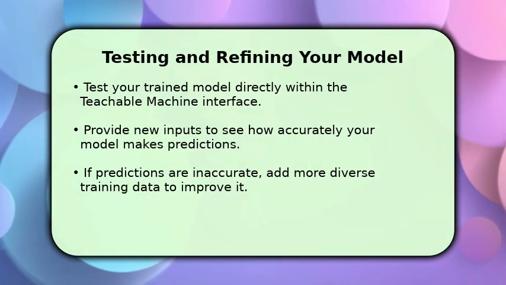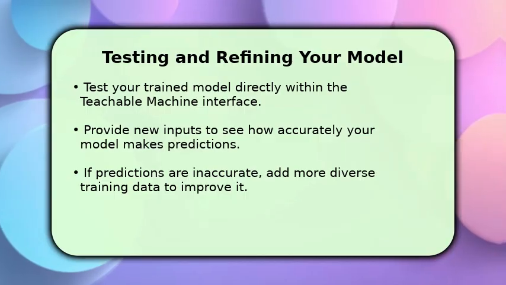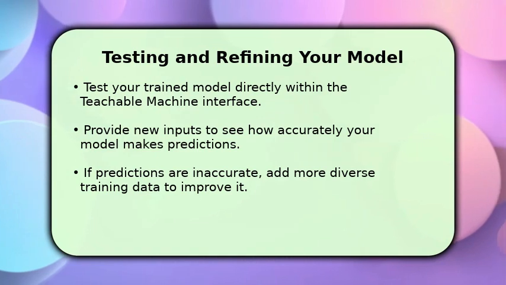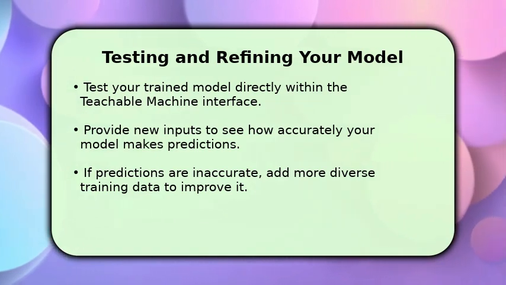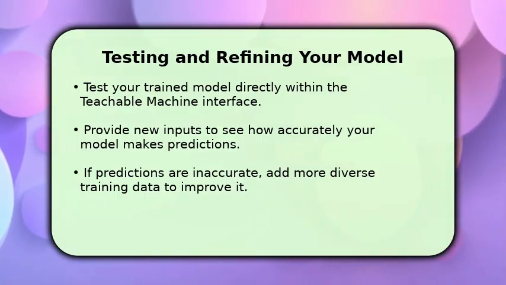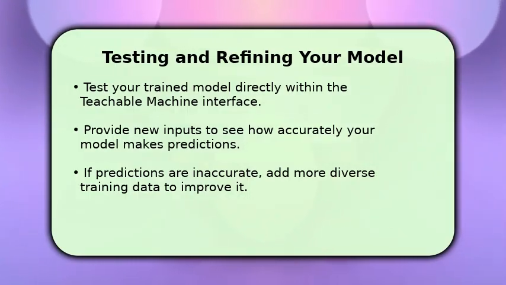After training, it's crucial to test your model. Use the preview panel to feed new images, sounds, or poses to your model and observe its predictions. If the model isn't performing as expected, you can easily go back and add more training examples, especially for cases where it made errors. This iterative process of testing and refining helps achieve a highly accurate and reliable model.